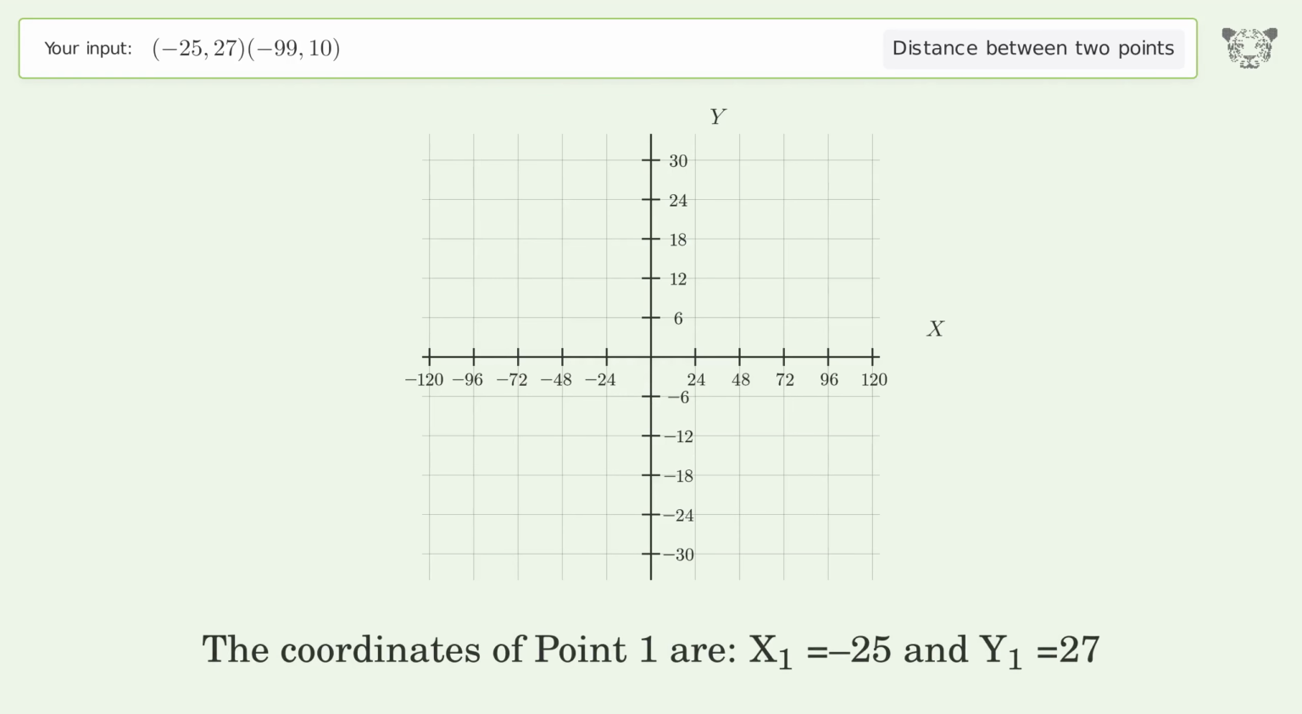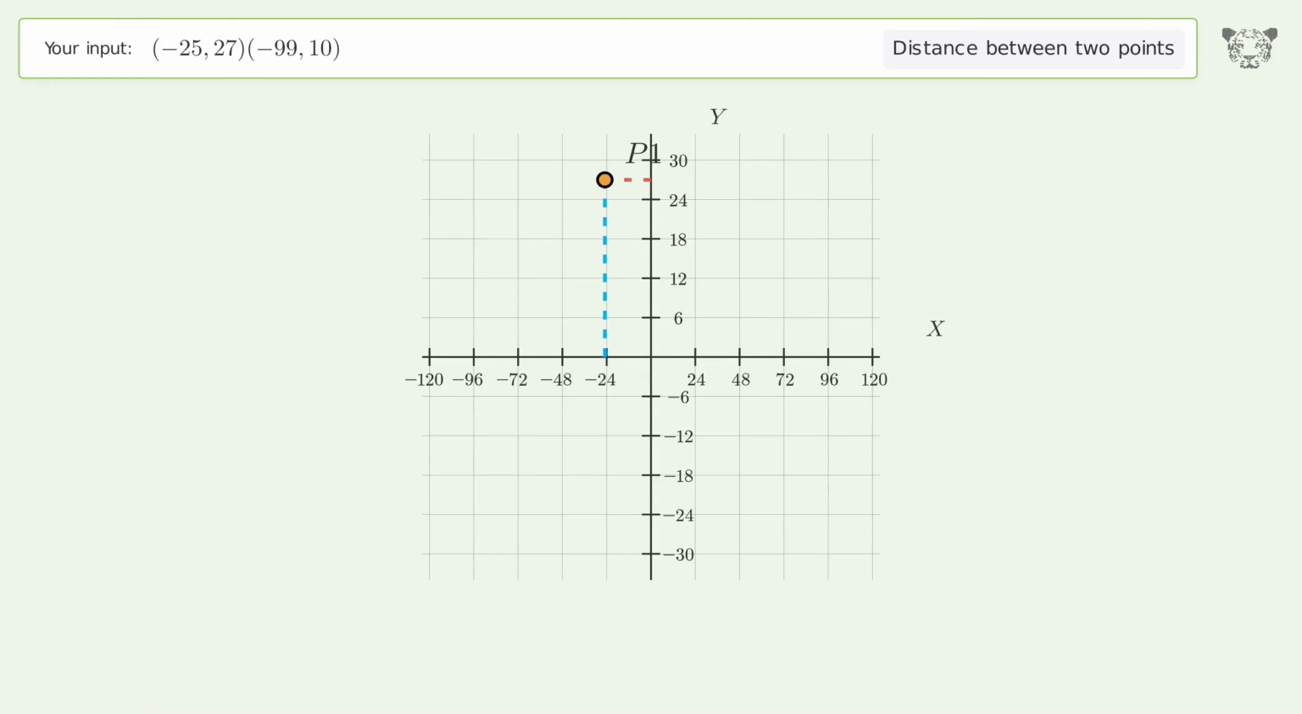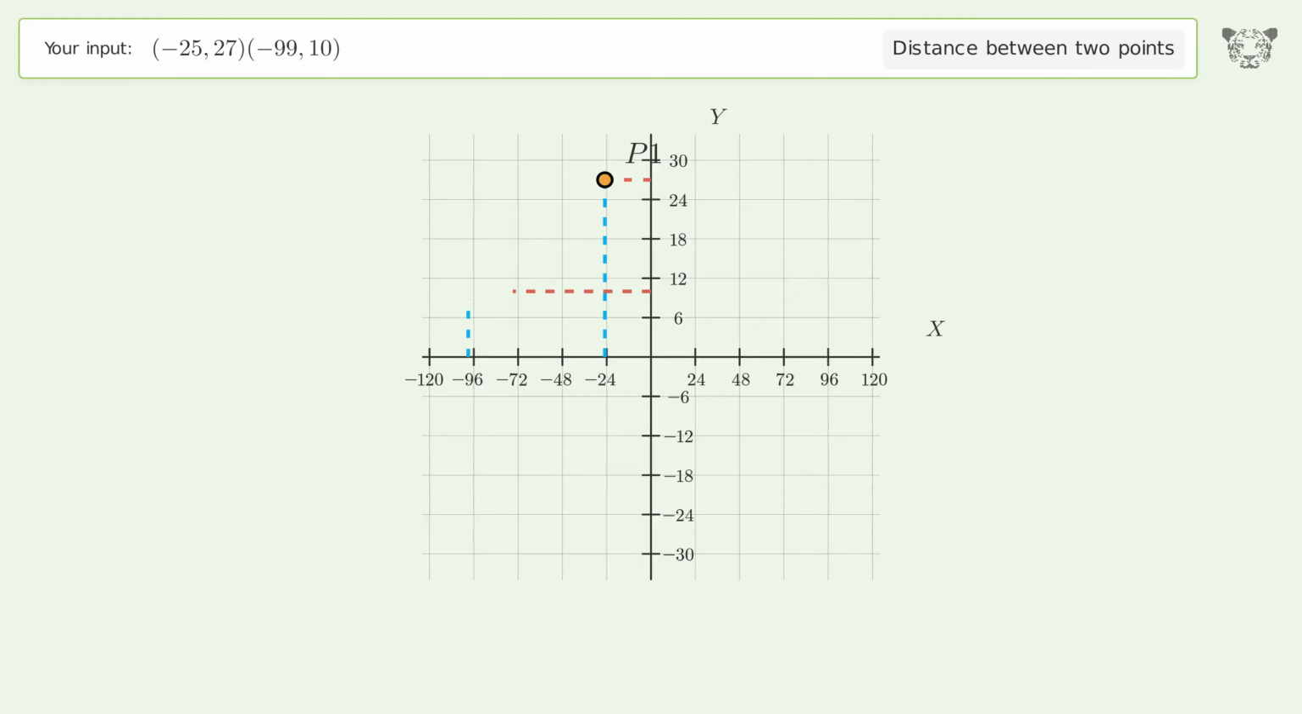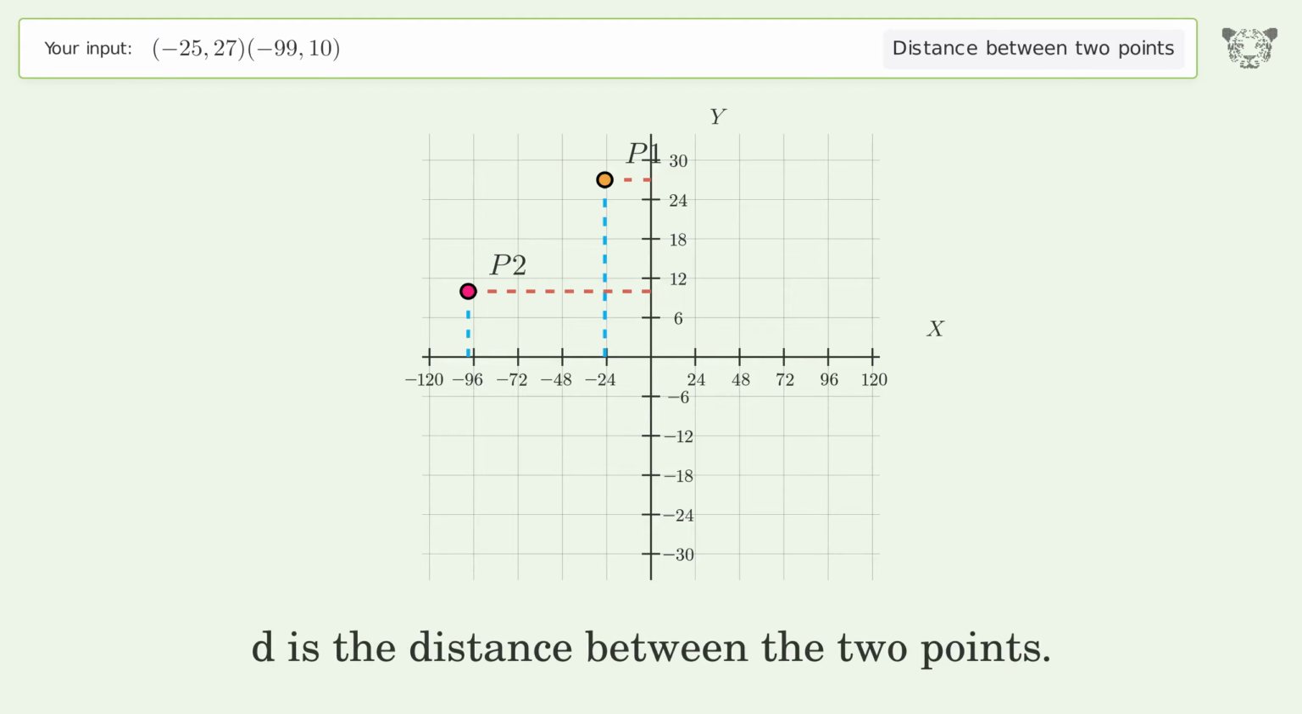The coordinates of point 1 are x1 equals -25 and y1 equals 27. The coordinates of point 2 are x2 equals -99 and y2 equals 10. D is the distance between the 2 points.